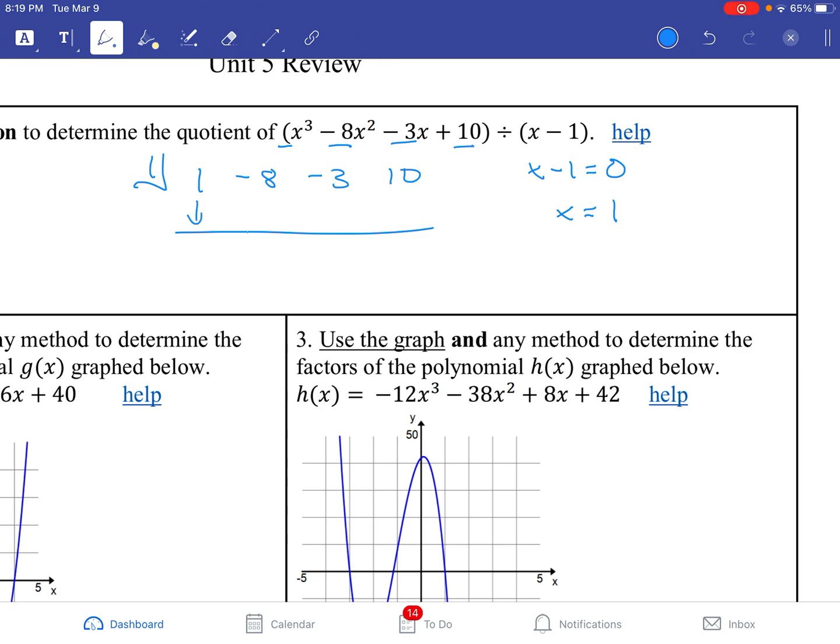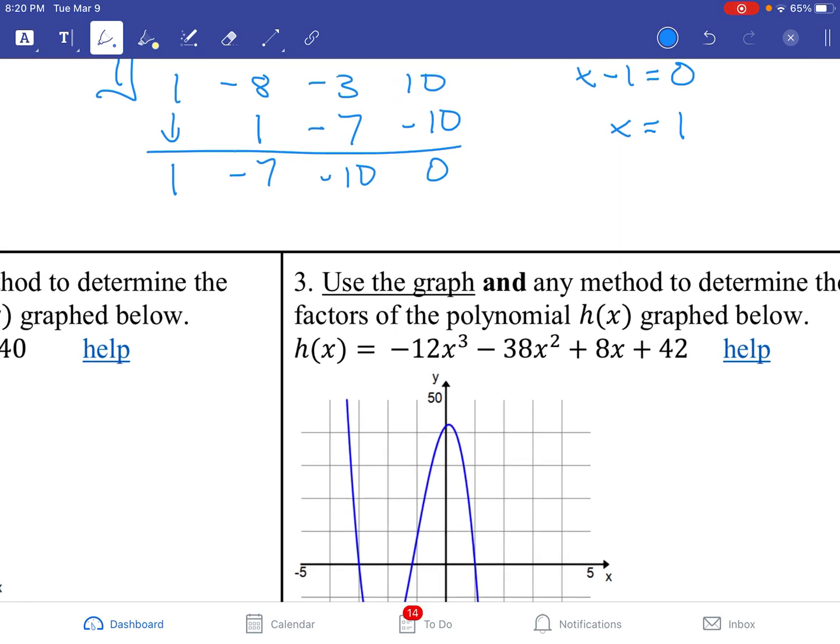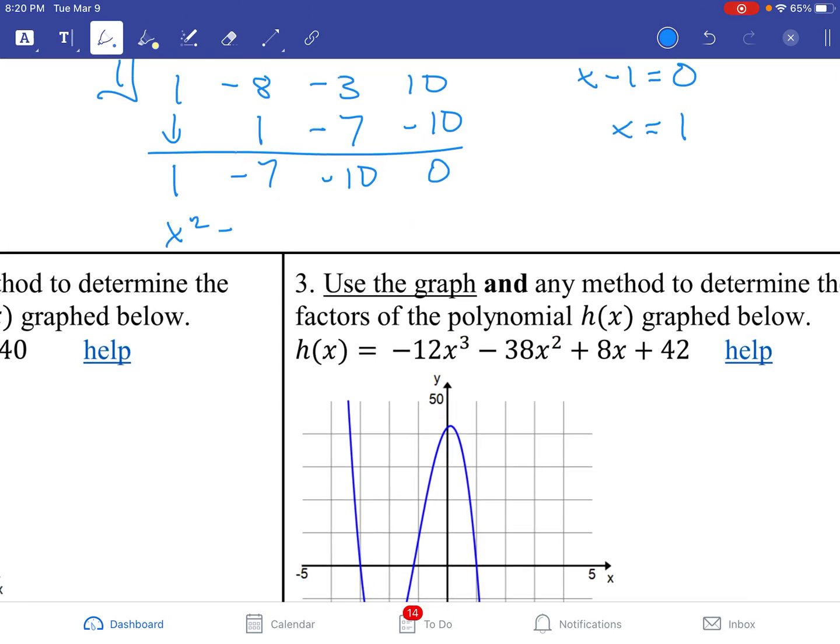And now we can do our synthetic division. We drop the first number, which is a 1, and then multiply that 1 by the 1 in the box, which gives us 1. Negative 8 plus 1 is negative 7. 1 times negative 7 is negative 7. Negative 3 minus 7 is negative 10. 1 times negative 10 is negative 10. And 10 minus 10 is 0. We started off with x to the third, but we divided by x, which means we're going to have 1 less x in our answer, which gives us x squared minus 7x minus 10. And there's your answer.